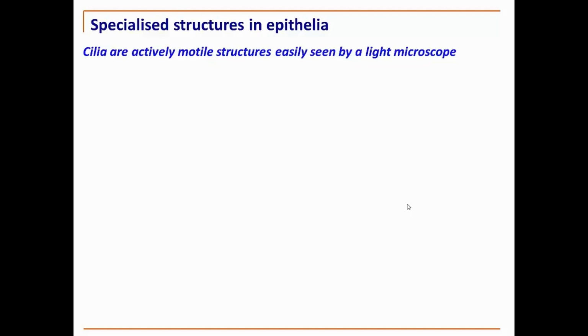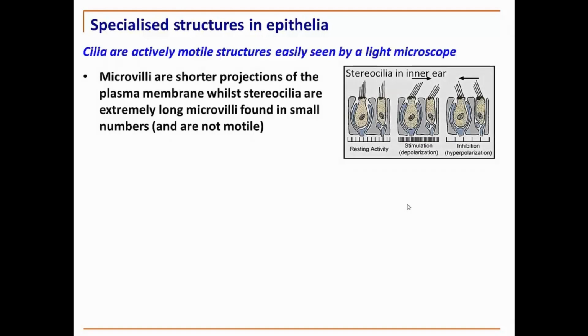We've already talked about the cilia when we talked about the respiratory system. These are actively motile structures that are easily seen by a light microscope. You then have those cilia, but you also have microvilli. Microvilli are shorter projections of the plasma membrane, for example on the absorptive surfaces of the small intestine, to increase surface area and allow you to absorb nutrients, whilst your stereocilia, shown in this little diagram up here, are extremely long. There they are, stereocilia, found in small numbers but aren't motile.